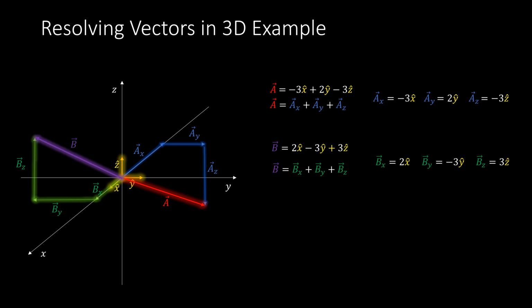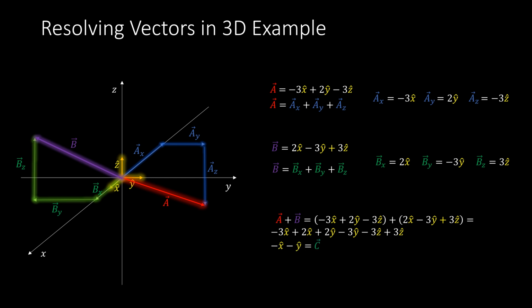Now let's add vectors A and B by adding their components. We can see that by adding vectors A and B, we find vector C equal to minus x roof minus y roof vector. Now let's find vector C by using geometric construction, like this. As you can see, by using geometric construction, we get the same result, minus x roof minus y roof vector.